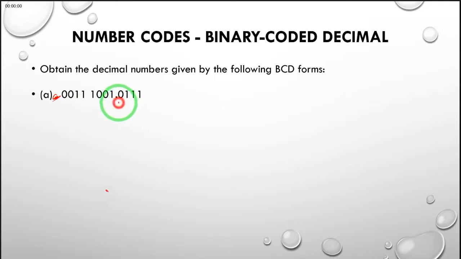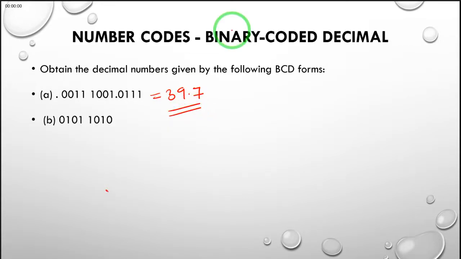We just group the bits into 4. We say that the fractional part is equivalent to 7, this group is equivalent to 9, and this group of 4 is equivalent to 3. So this number is equivalent to 39.7, and that is our decimal number represented by the BCD code.